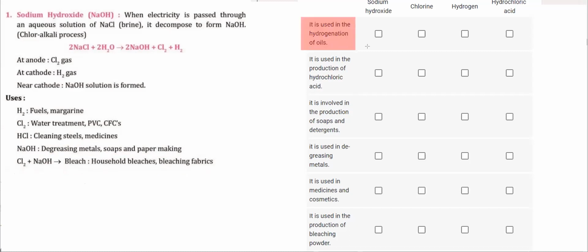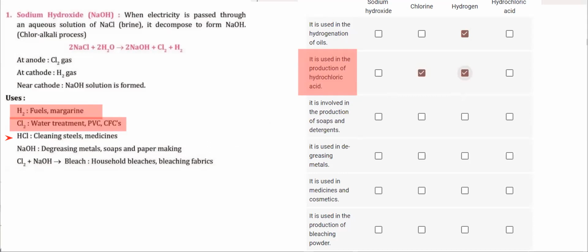It is used in hydrogenation. Which one is used in hydrogenation? That is hydrogen. Hydrogenation is a process in which unsaturated fat is converted into saturated fat. The next one is, it is used in the production of hydrochloric acid. Just now we did that hydrogen and chlorine produced during the reaction are used in the production of hydrochloric acid. So the substances are, number one, chlorine, and the second, hydrogen.